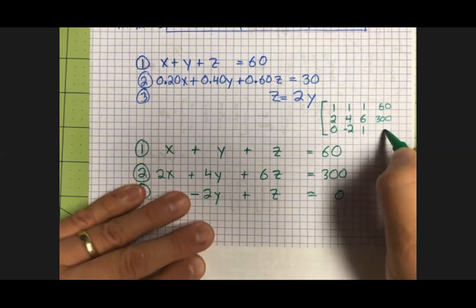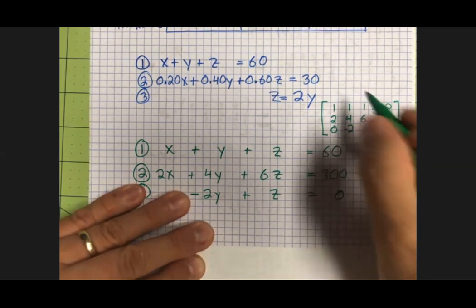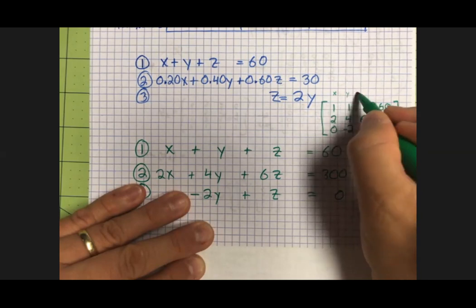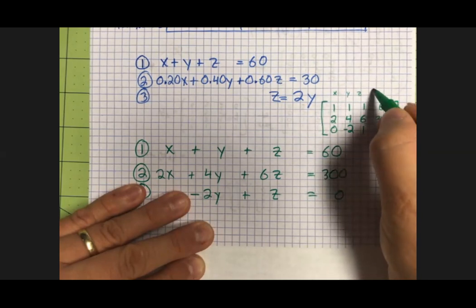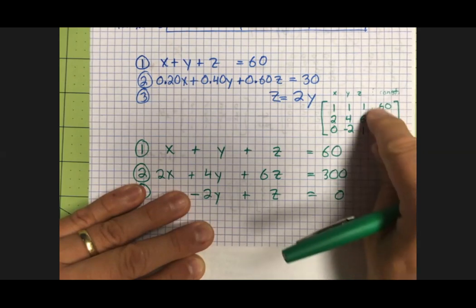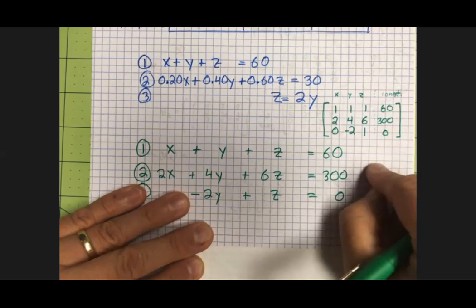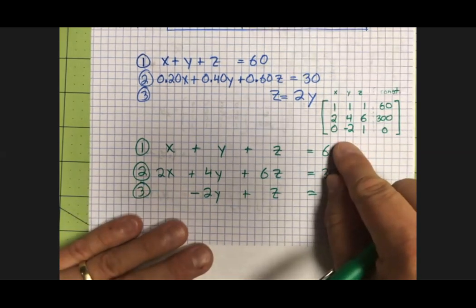60, 300, 0. These are the X's, Y's, Z's, and over here on the other side, the constants. I do not write an equal sign in there. I put a little dashed line to remind myself those are the constants. But here's a situation, and I don't mind if you do problems like this.